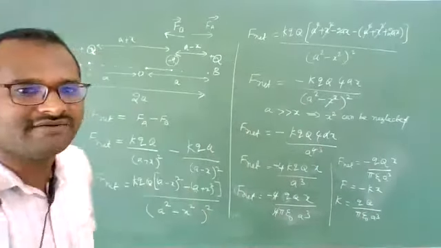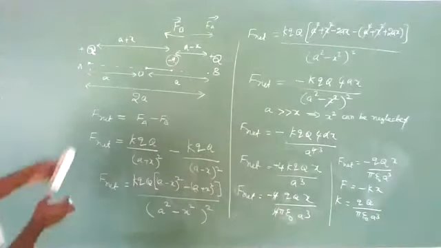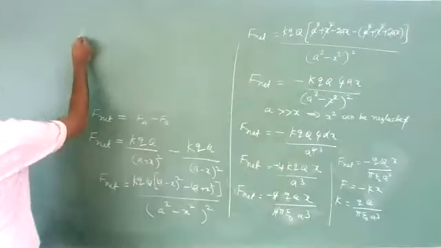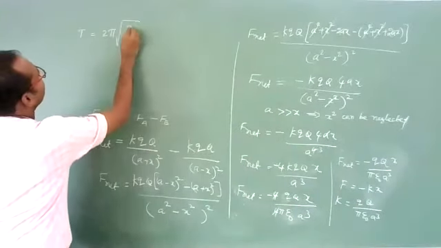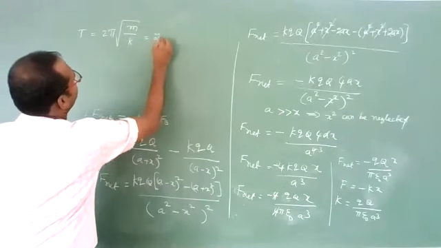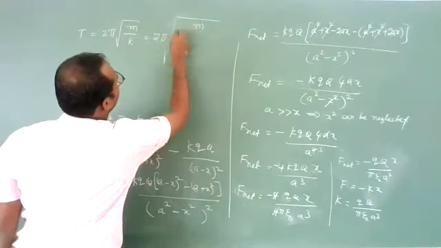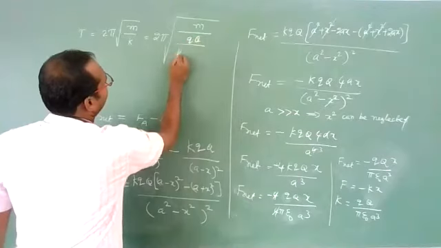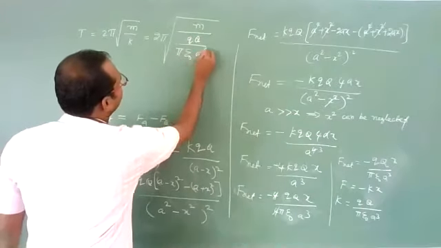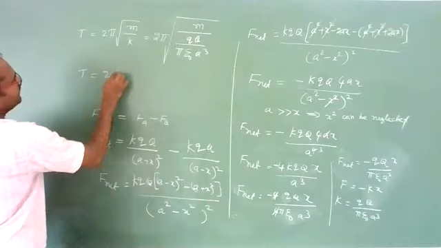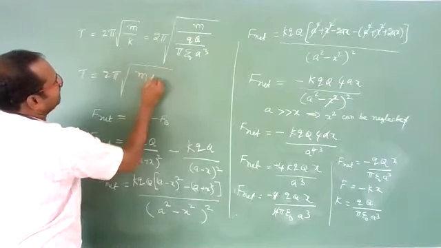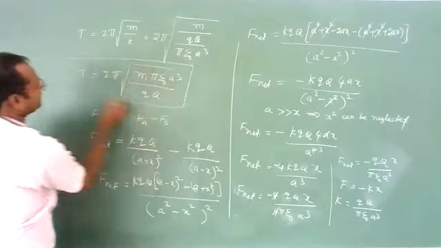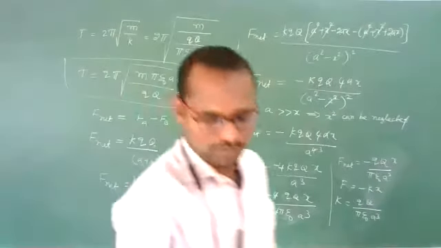Once we get the k value, we can find the time period. We know the time period formula. You know the time period formula: T is equal to 2 pi root m by k. Do you remember? So 2 pi root m divided by the k value, qQ by pi epsilon naught a cube. So the time period of that charged particle is as given, in terms of m, pi epsilon naught, a cube, small q and capital Q. This is the value. You need to find it like this.